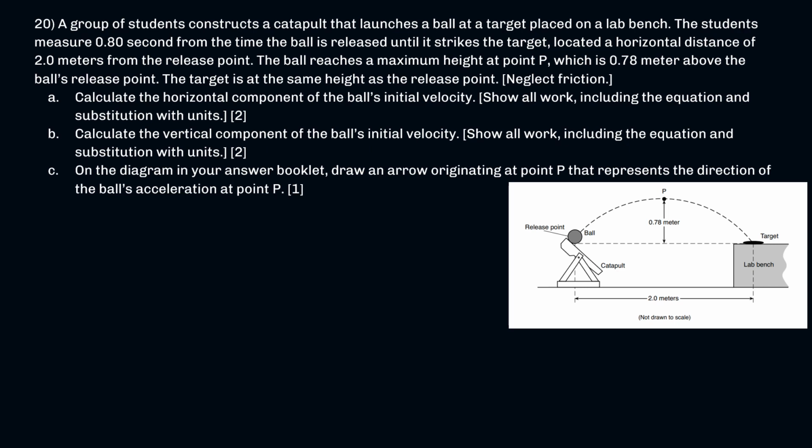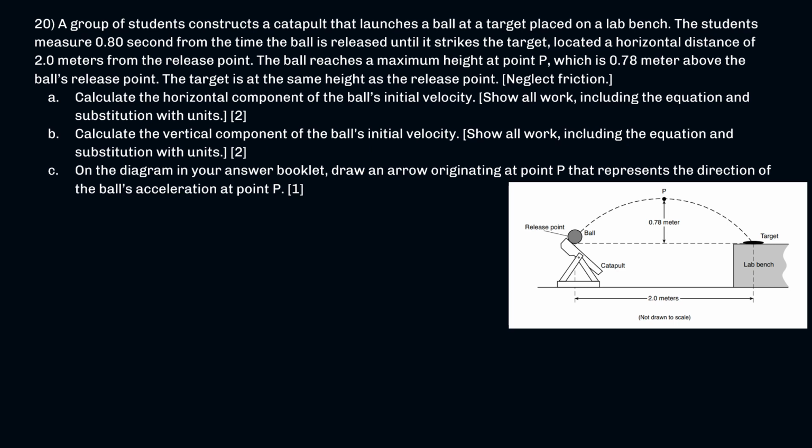The students measure 0.8 seconds from the time the ball is released until it strikes the target, located a horizontal distance of 2 meters from the release point. The ball reaches a maximum height at point P, which is 0.78 meter above the ball's release point. The target is the same height as the release point. Neglect friction. Part A. Calculate the horizontal component of the ball's initial velocity.